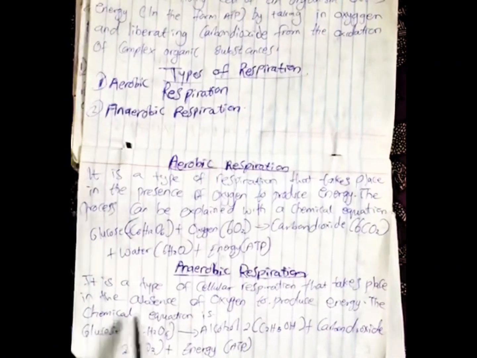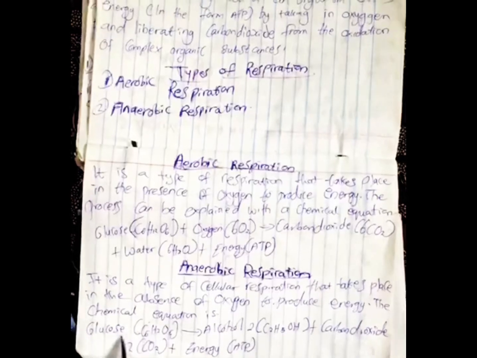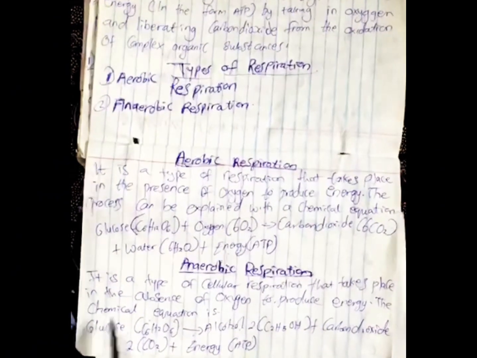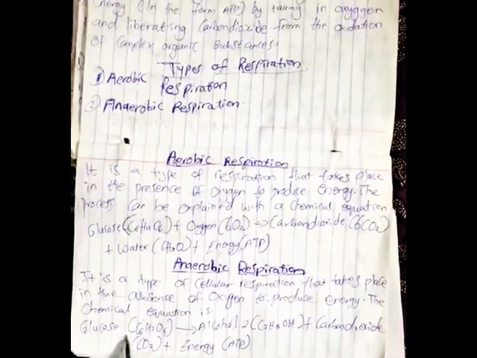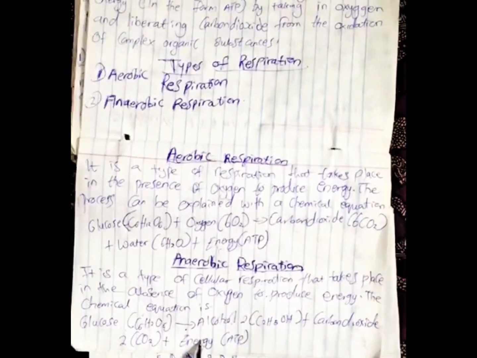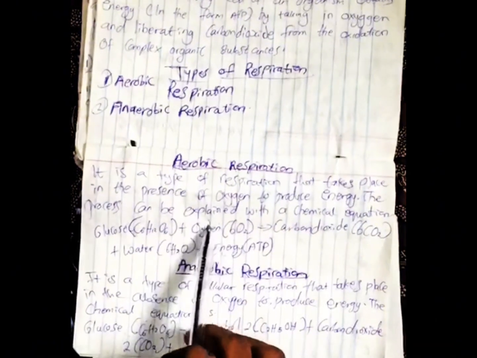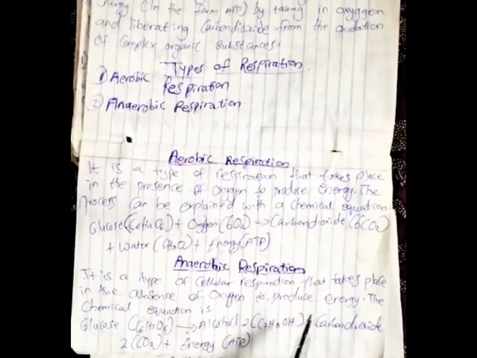Now, it can also be represented by a chemical equation. Glucose equals alcohol. You can see there's no oxygen. The aerobic one has glucose plus oxygen, but this time it's only glucose. So glucose equals alcohol plus carbon dioxide plus energy. That is anaerobic. For aerobic, glucose plus oxygen gives carbon dioxide, water plus energy. But in anaerobic, it is not water, it is alcohol. Alright, so that is that for the two.